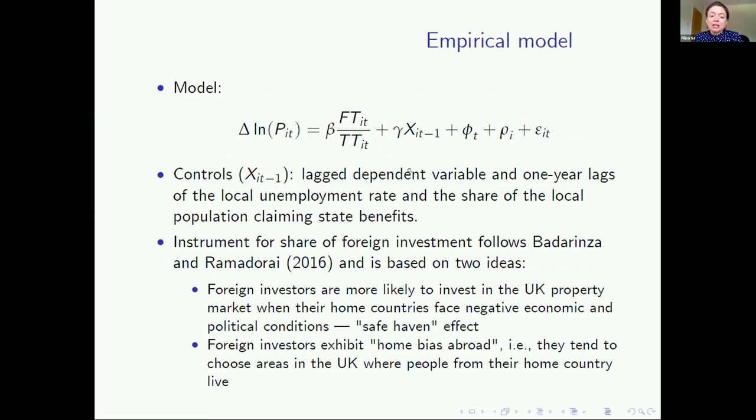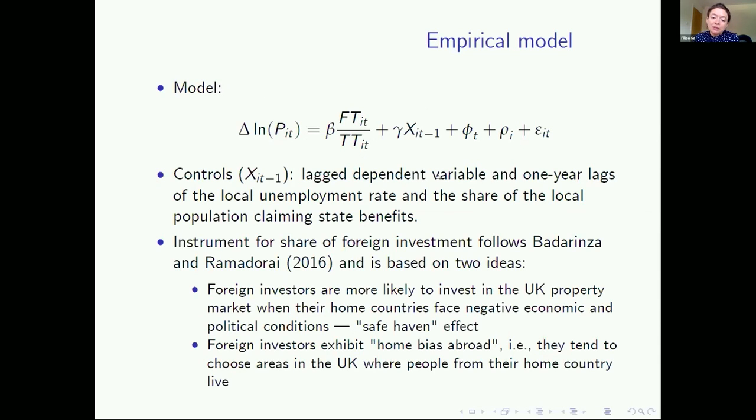And this is the model that I estimate. It's a fixed effects model, and as you can see, there is spatial correlation. So I've got the change in the log of the house price index for local authority i and year t. My key explanatory variable is going to be this share of transactions. Foreign transactions are transactions registered to an overseas company divided by total transactions. And then I've got control variables.